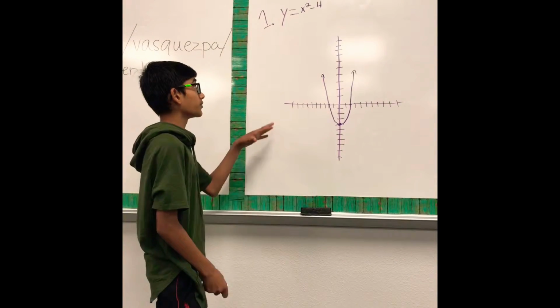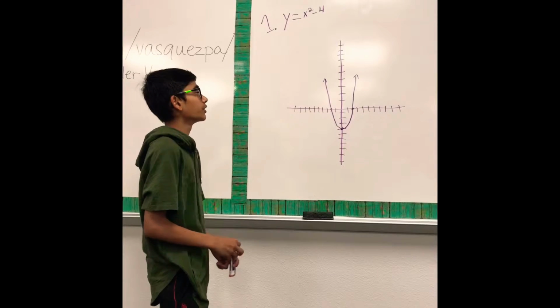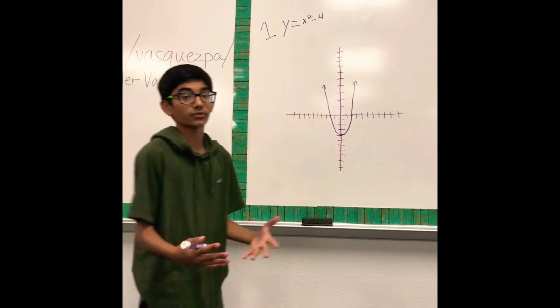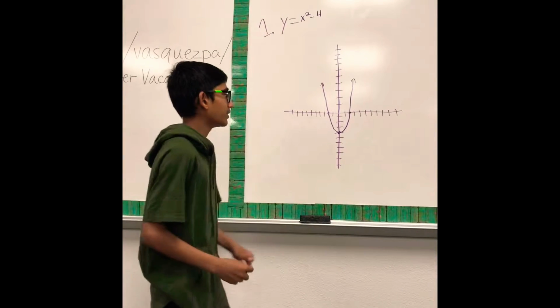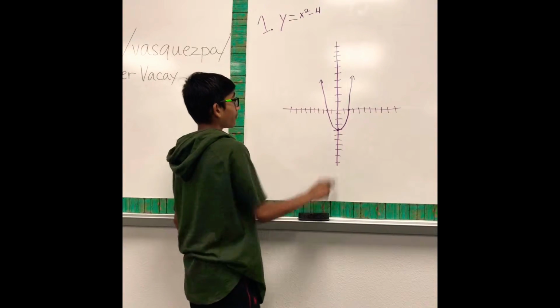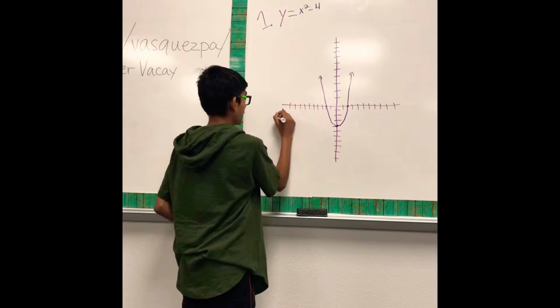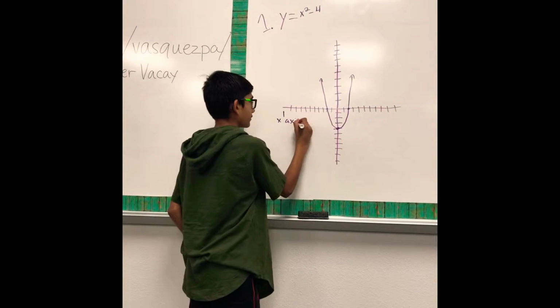Alright, so we're going to work through this problem, y equals x squared minus 4. So this is what it's going to look like on the graph. What we're trying to solve for is the roots, the x-intercepts. And the x-intercepts are the points of a parabola where it crosses through the x-axis. This right here is the x-axis.